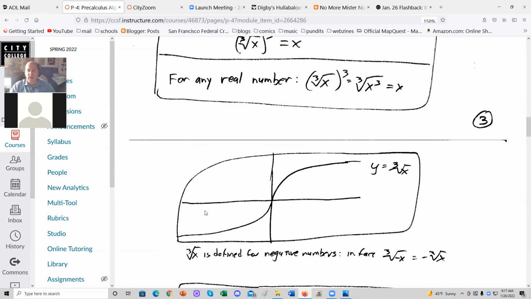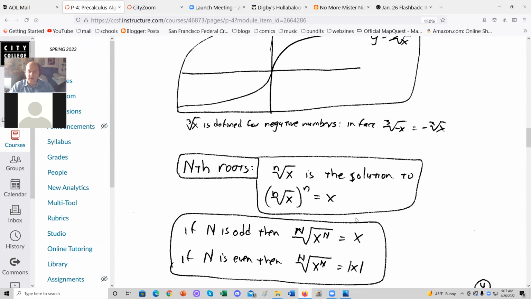And the cube root's graph looks like this S-shaped curve. It's defined for negative numbers, and in fact, the cube root of negative x is negative the cube root of x. This graph is symmetrical around the origin. And we can go on to talk about nth roots. The nth root of x is the solution to the nth root of x to the n equals x.